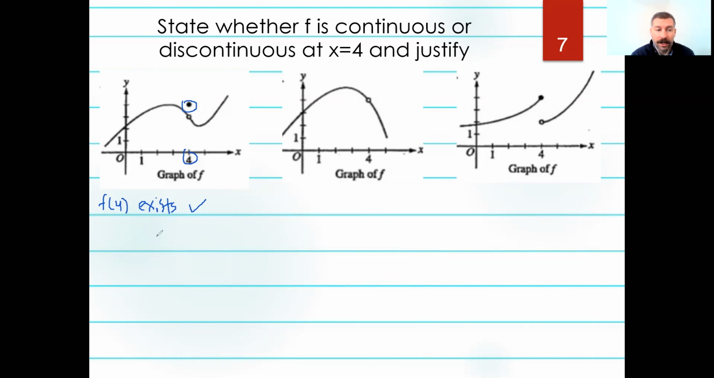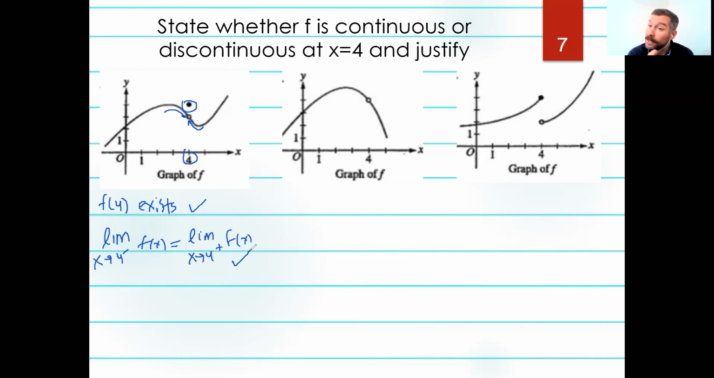Remember that condition 2 says the left-sided limit of f of x has to be equal to the right-sided limit of f of x. So according to this graph, do the left and the right come to meet at one point? Yes, they do. Regardless of the circle, they do meet there.